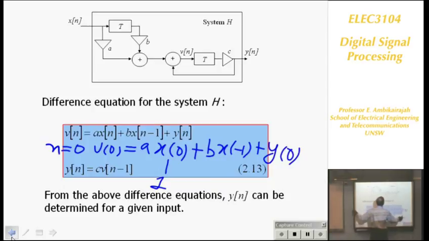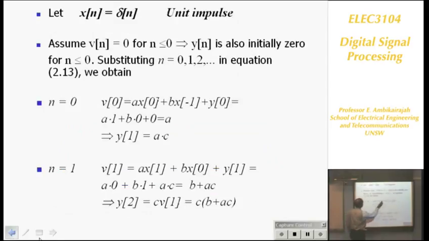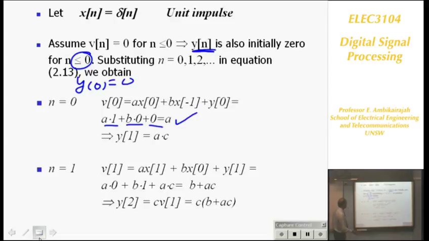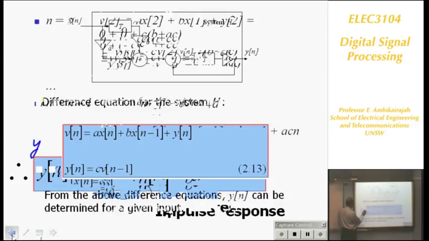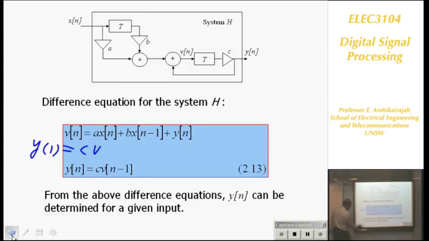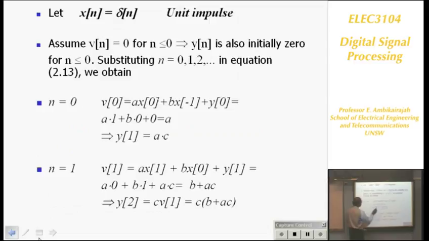And y0, what's y0 at the start? Is it 1 or is it 0? So go back and see what we were given. They said yn is initially 0. That means for n less than 0, y0 is equal to 0. So when I substitute all of them, this is 0, this is 0, this is 1, I get a. That's n equals 0. Now you want to find yn. So y1 equals c times v0. v0 is a, so y1 becomes ac.